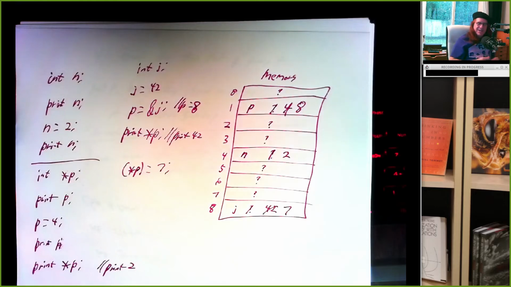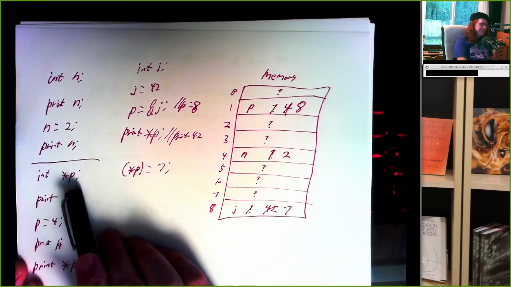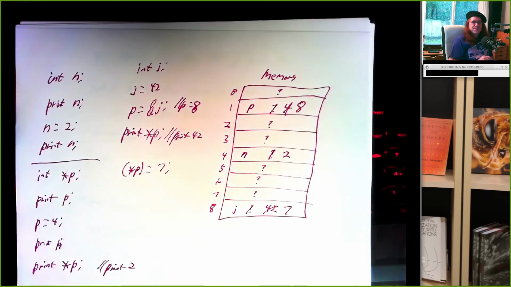All right, if you've got that, you've got pointers. That's all there is to pointers. The star says use this as an address. The ampersand says give me the address.